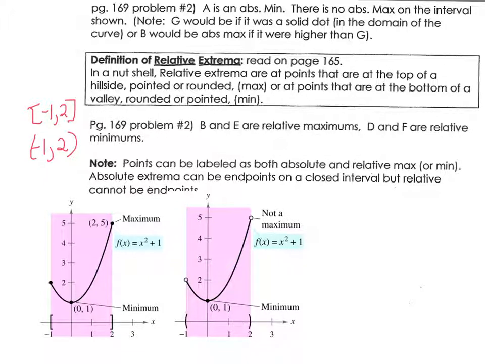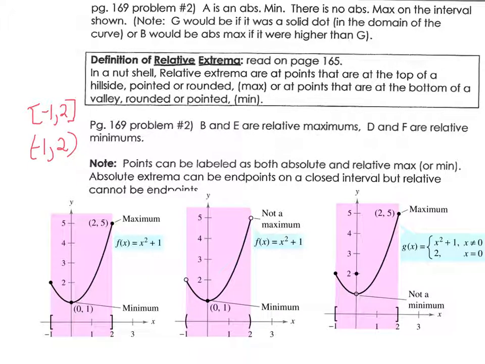So if our endpoints are included in our interval, we can have an absolute maximum or an absolute minimum at those endpoints. If they're not included, then we can't have an absolute max or absolute min. However, we still have an absolute min within the interval at (0, 1).